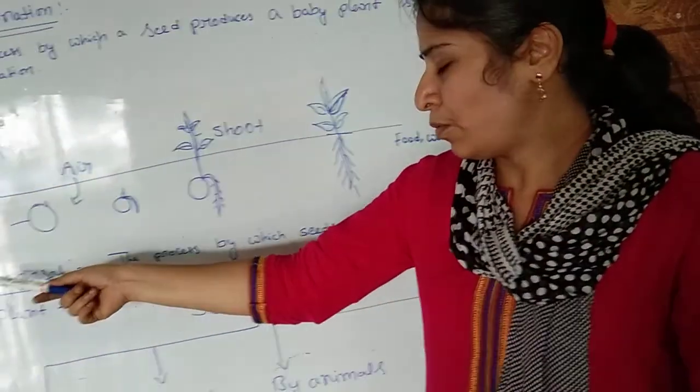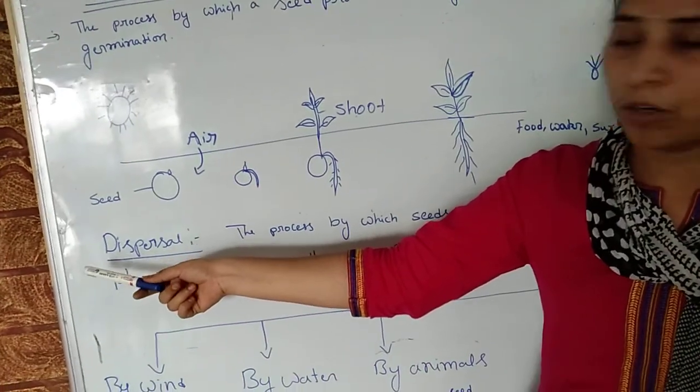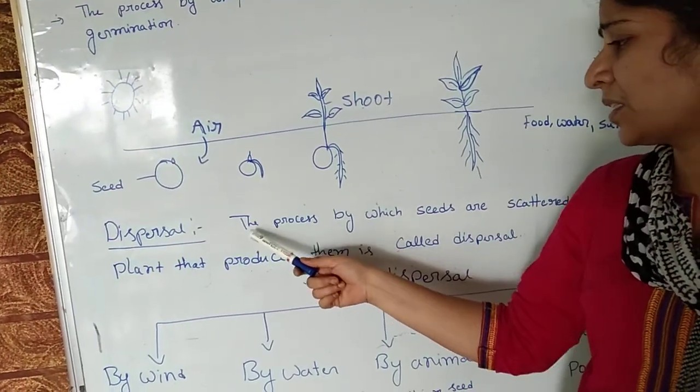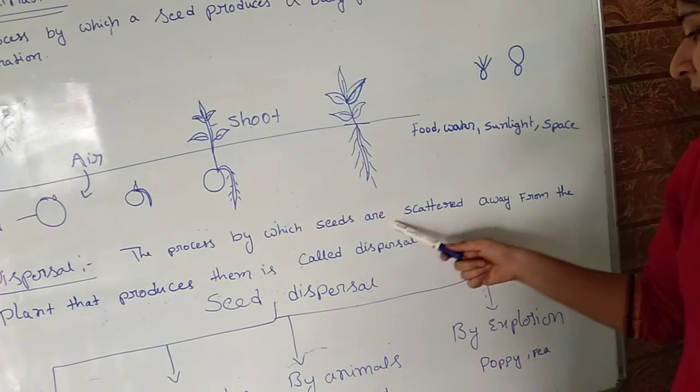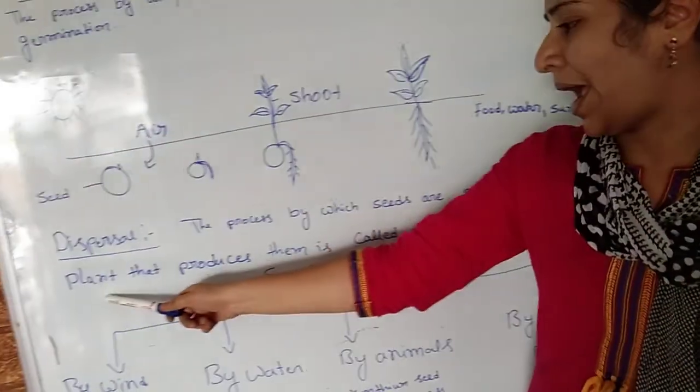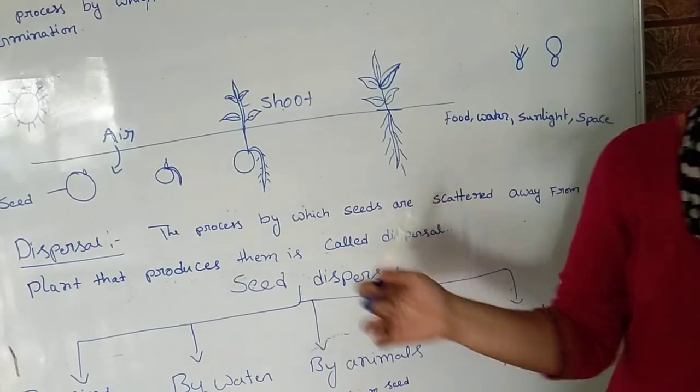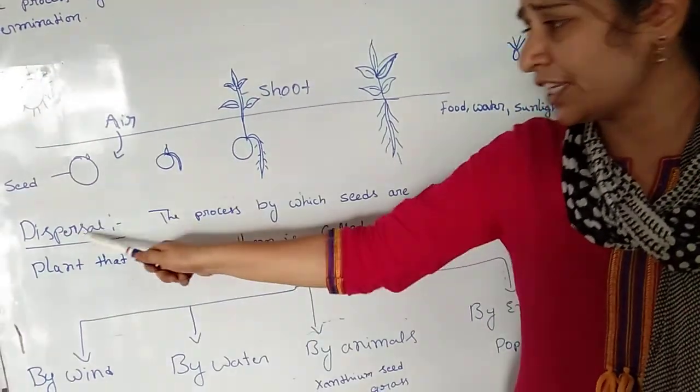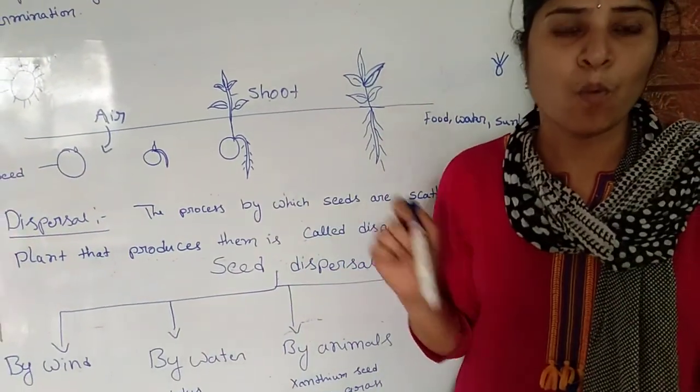So, dispersal. Now we are discussing seed dispersal. What is seed dispersal? The process by which seeds are scattered away from the plant that produces them to grow a new plant is called seed dispersal. Seed dispersal is very important.